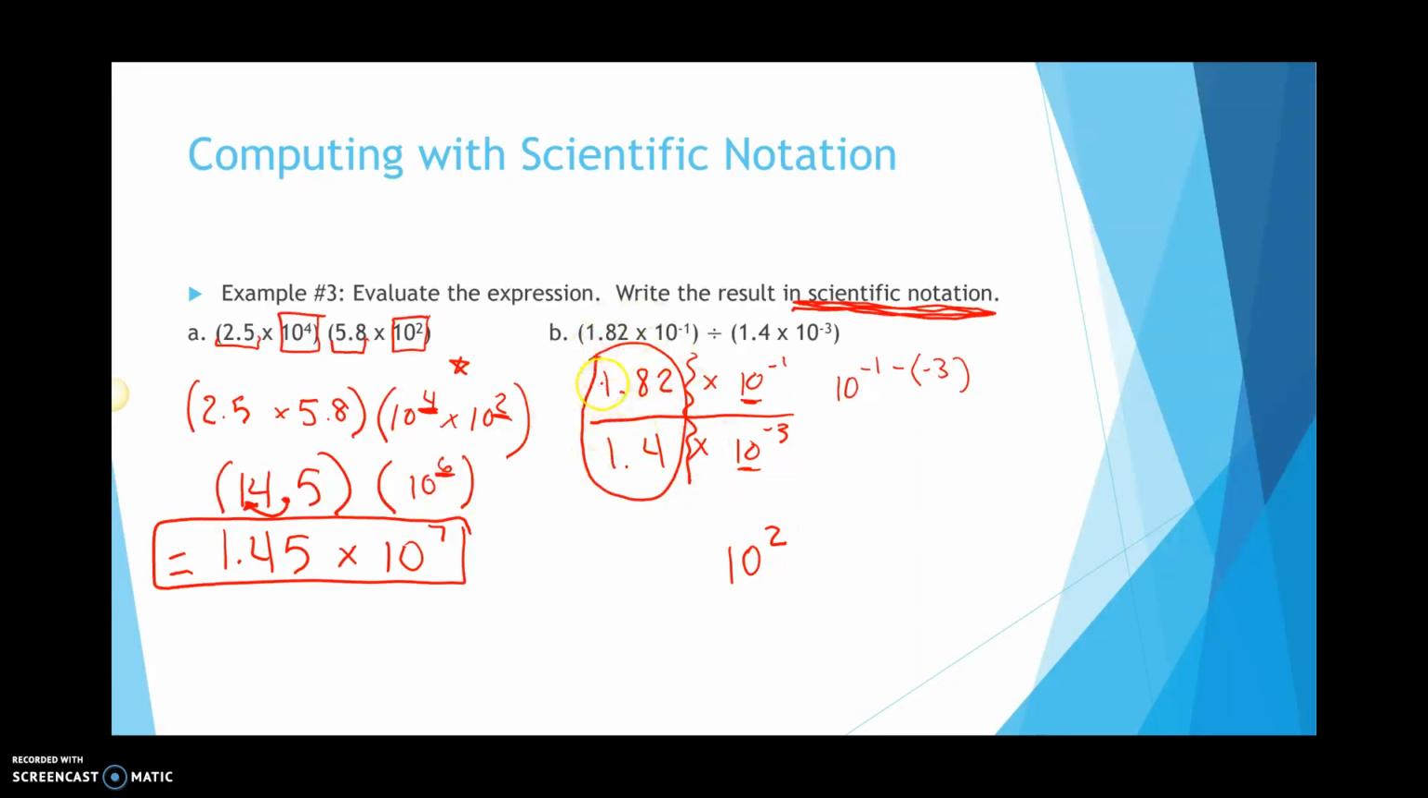And then I just divide that 1.82 by 1.4, and I get an answer of 1.3. And since when I divided this, my decimal was between the 1st and the 2nd digit, I can leave this answer the way it is. I don't need to shift or move that decimal and then add or subtract from the exponent. We only had to do that to the first one. So this would be my final answer for B. We'll practice this some more in class, and I hope you wrote all the details down for these notes.